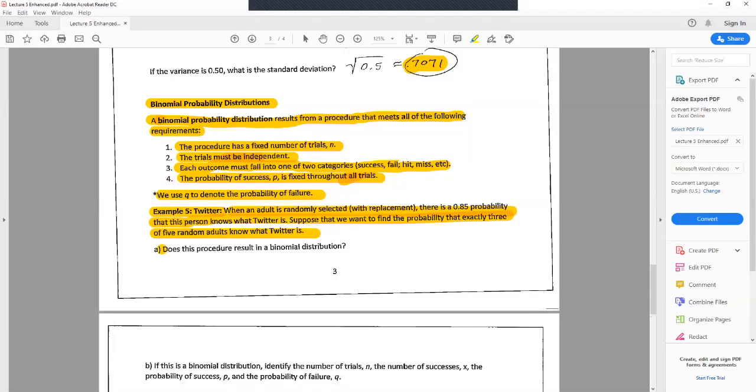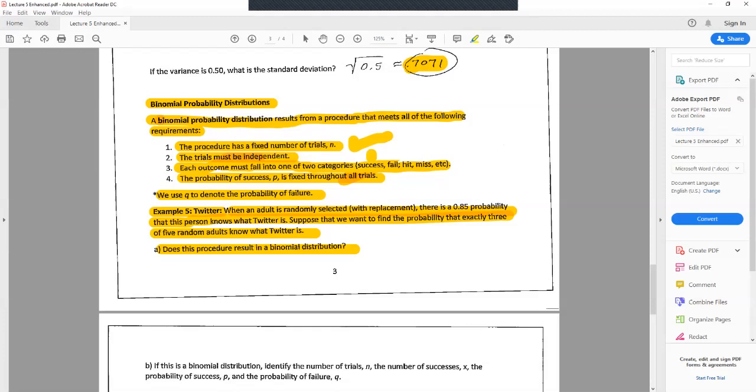Well, part A says, does this even represent a binomial distribution? Let's go back and look at the requirements. Do we have a fixed number of trials, n? Yes, we do have a fixed number of trials. We're going to ask 5 people if they know what Twitter is. So each time you ask is considered to be a trial. Are the trials independent? Well, since we are doing it with replacement, we do have independence. We talked about that in an earlier lecture.